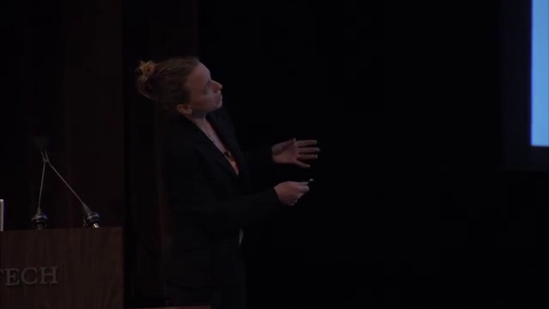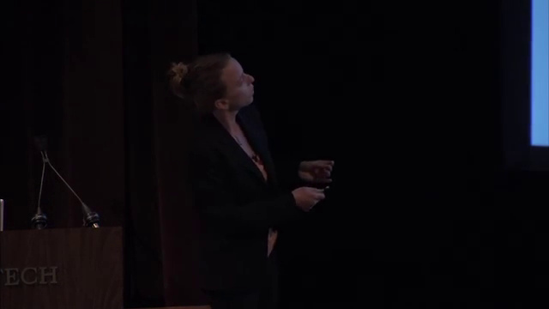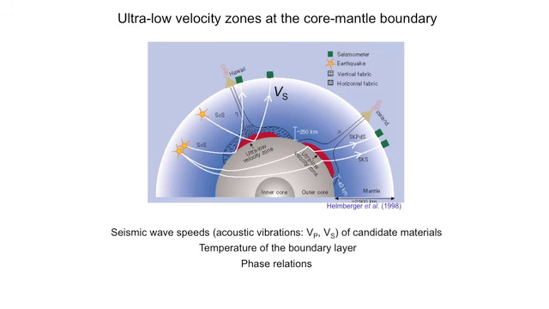So in order to understand these patches more, we need to have seismic wave velocity measurements, or acoustic vibrations, of candidate materials. Of course, we would also like to know the temperature of that boundary layer and how the phases interact with each other in terms of what is their equilibrium chemistry.